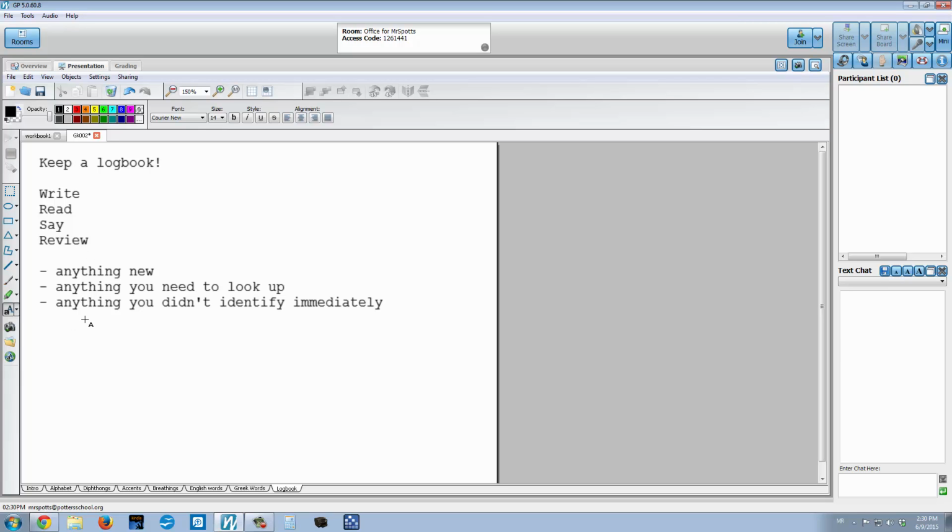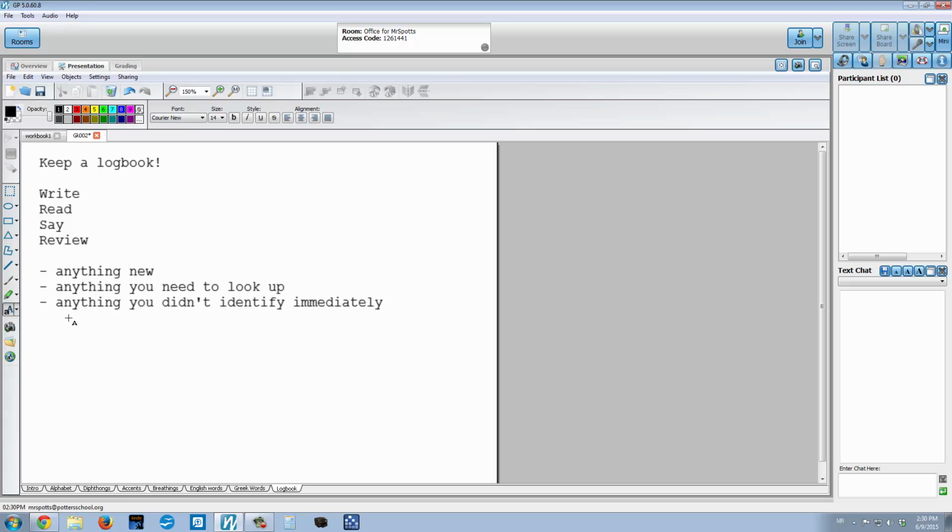What do you work with in your logbook again? Anything that's new or anything that you need to look up. Within a few more lessons you'll have some vocabulary words, and maybe you forget what the word angelos means, so you look it up in your dictionary and you write down in your logbook angelos, and that it means angel or messenger. And while you're writing that down, you say it, you read it, you review it, you stop, you scratch your head for a moment, and then the next day you read it again, and eventually you'll start remembering everything.